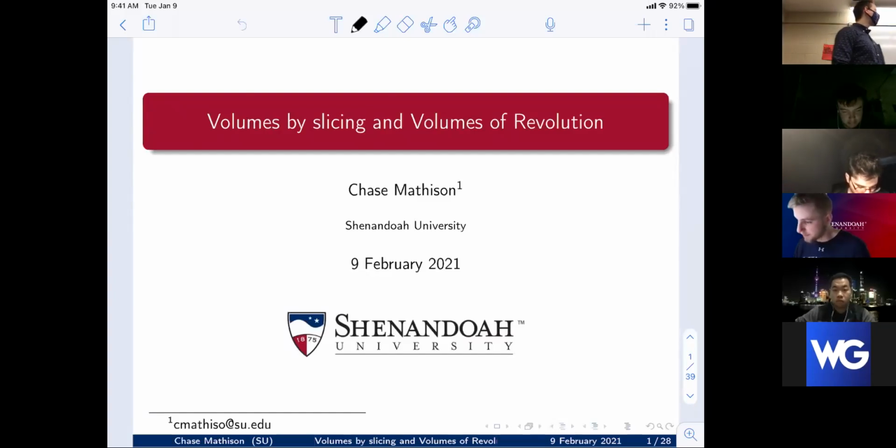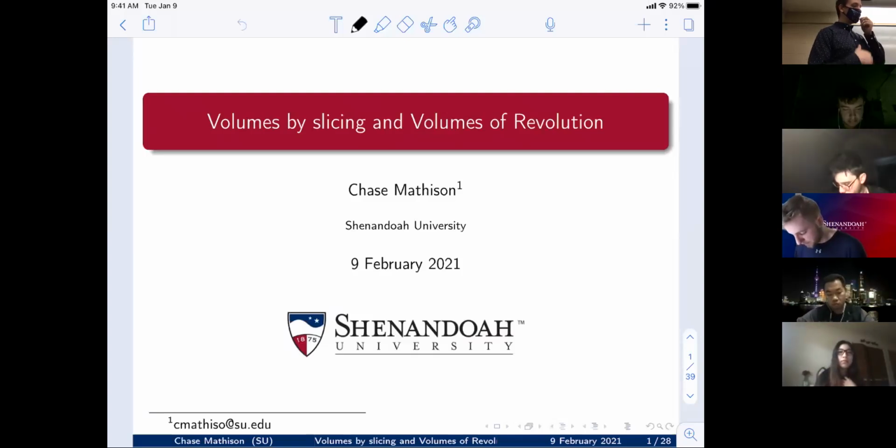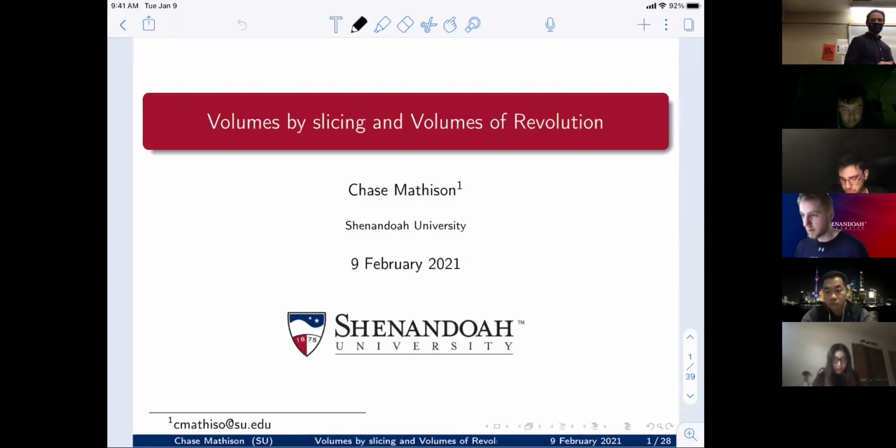Let's get started. So today we're going to be finishing up what we talked about yesterday with that marginal cost and marginal revenue problem, because the homework problem is very similar to that. Then we're going to get into volumes by slicing. And if we have time, which I know we won't, we'll get into volumes of revolution.